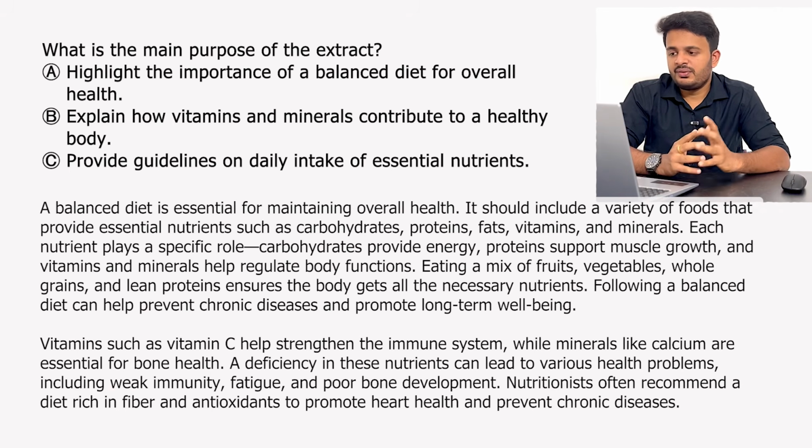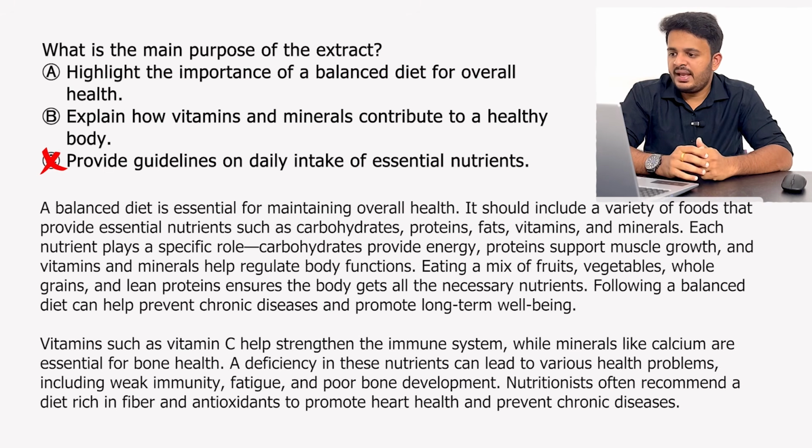Let's move to the options. First option, let's start with option C. Option C says provide guidelines on daily intake of essential nutrients. You can say that essential nutrients are listed in the extract, and it also states how they are important, but it doesn't give us a guideline on daily intake of essential nutrients. What do you mean by guideline on daily intake? If that is the answer, the extract should be giving us how many grams of protein, how many grams of carbohydrate, or how much of vitamins and minerals we need to take on a daily basis. But you cannot see such information in the extract. That means option C is not the answer.